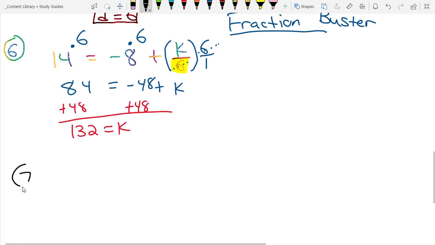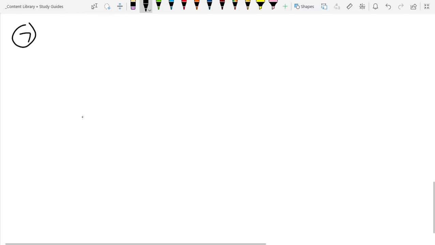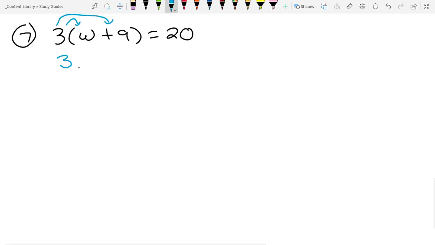On to number 7. Number 7, we have 3, parentheses, w plus 9 is equal to 20. So from here, we are going to distribute over, because we got to get the pieces out of the box. So 3 times w and 3 times 9. So that's 3w plus 27 equals 20. Now we have a 3, we have a standalone 27. We always get rid of the standalones first.